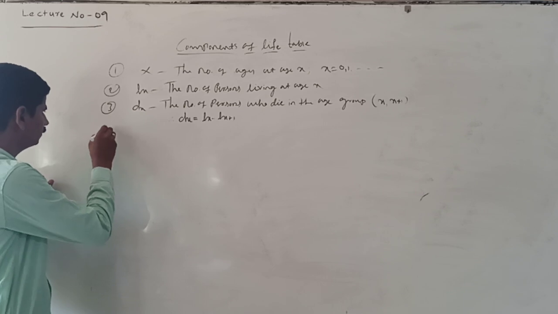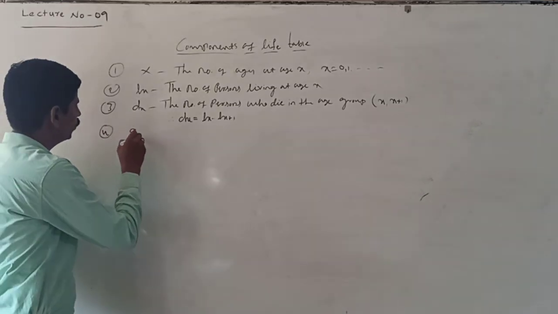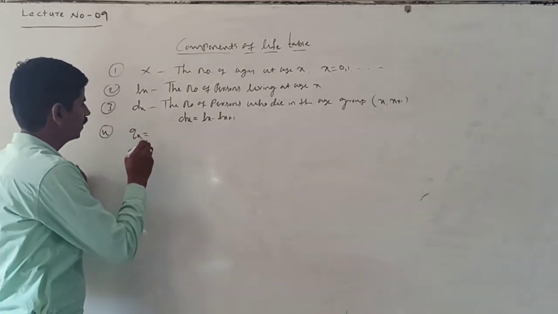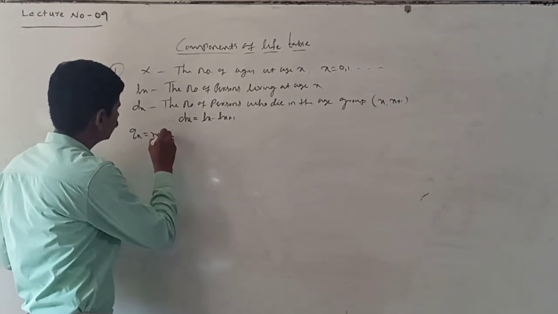The next, fourth one, qx is mortality ratio.